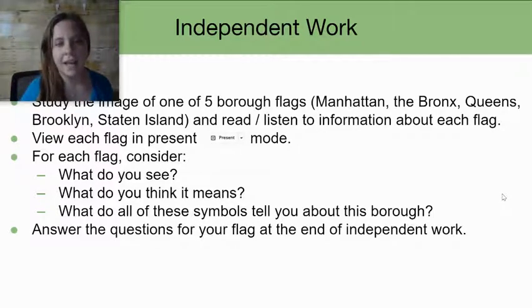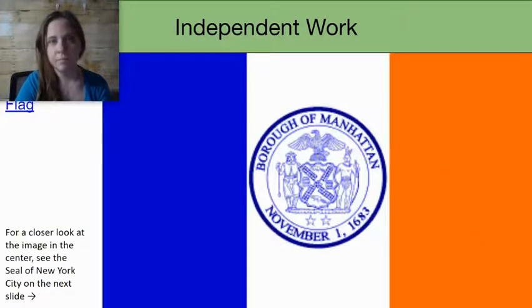For each flag, I want you to think, what do you see? What do you think what you're seeing means? And what do these symbols tell you about the borough? So let's look at some of them and then go over your independent work together, my friends. So here's our first flag, the Borough of Manhattan.